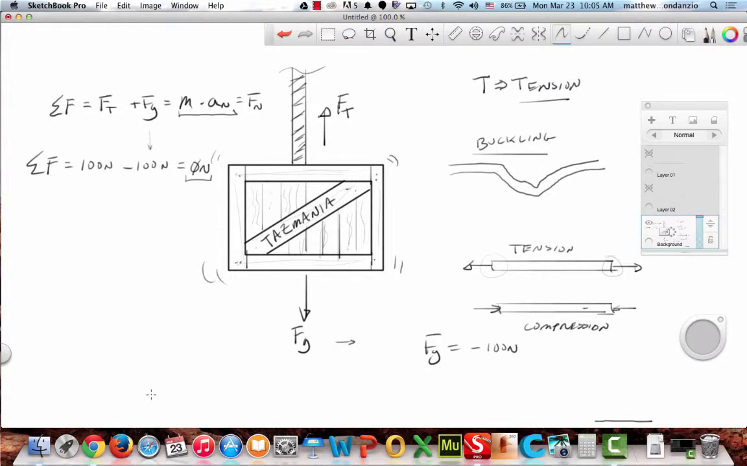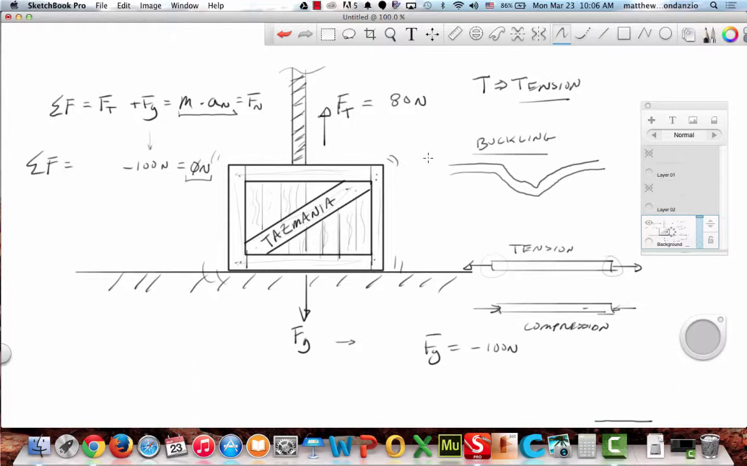Okay. So now, rather than my crate being moved in midair, let's assume it's on the ground, about to be lifted. Let's assume in this case, f of g is negative 100 newtons. But this time, f of t is going to equal 80 newtons.